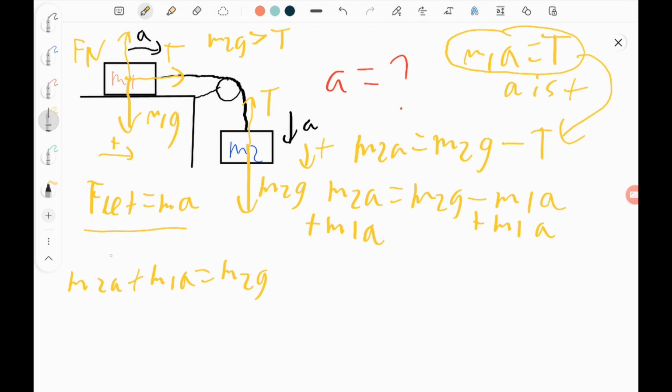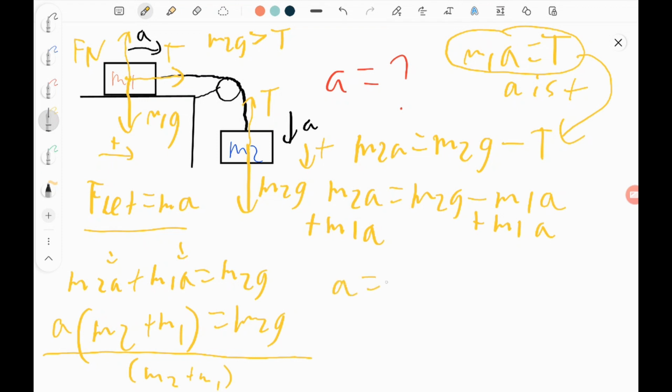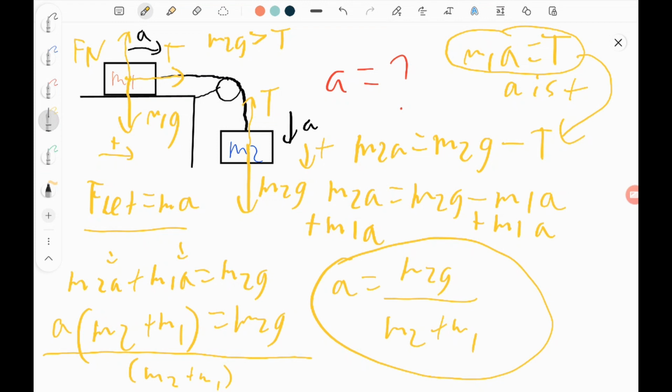Now we see that we have A's on both sides here, so we can factor A out from there, and we end up with, on the inside, M2 plus M1 is equal to M2G. Now, to get A on its own, we can divide by M2 plus M1, and then we end up with the same result. A is equal to M2G over M2 plus M1, or M1 plus M2. And this is the same result as before. Now we can verify our result using real values for the masses, which I'm going to do next.